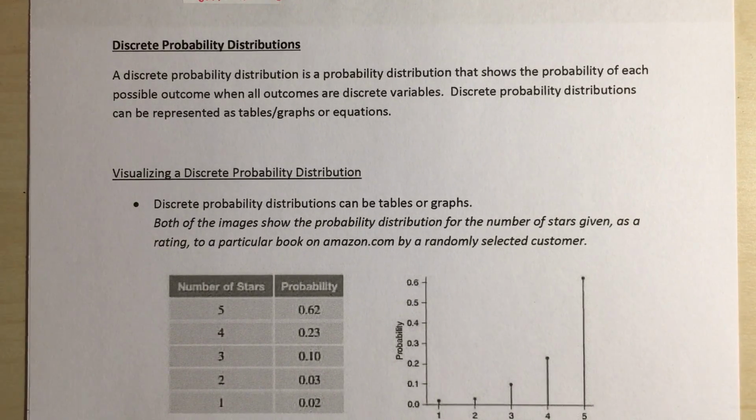All right, so what we're going to start with in section 6.1 is we are going to talk in these first couple of examples about discrete probability distributions. So again, a discrete probability distribution is a probability distribution that shows the probability of each possible outcome when all outcomes are discrete variables. Remember, discrete variables we just talked about are something that can be listed or counted. Discrete probability distributions can be represented as tables or graphs or equations, and we'll see a couple of examples of both of these.